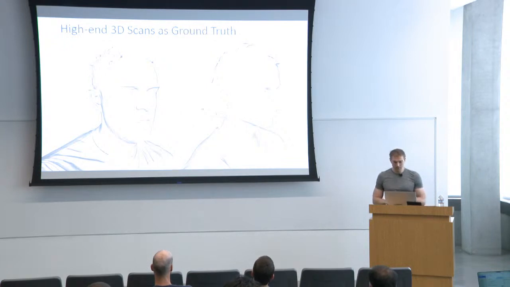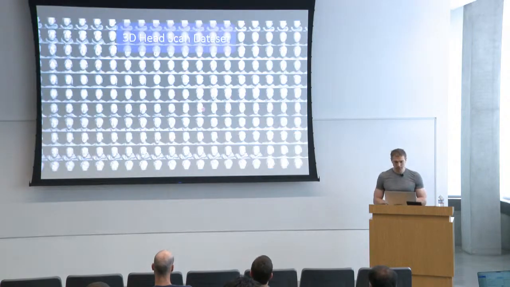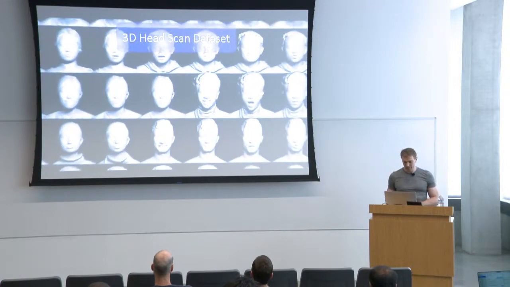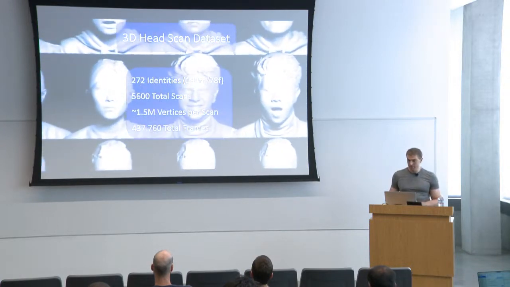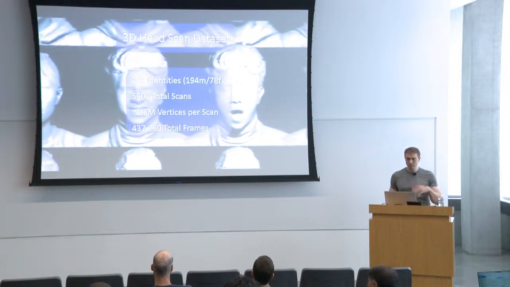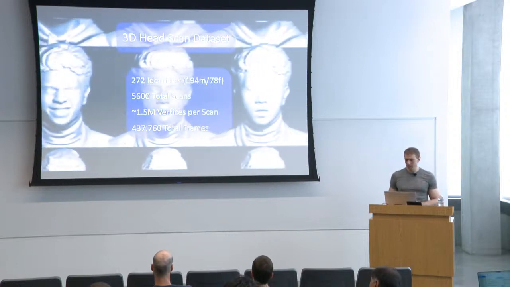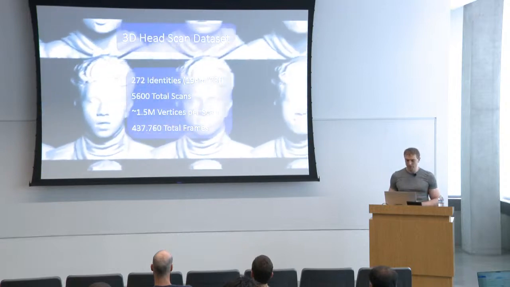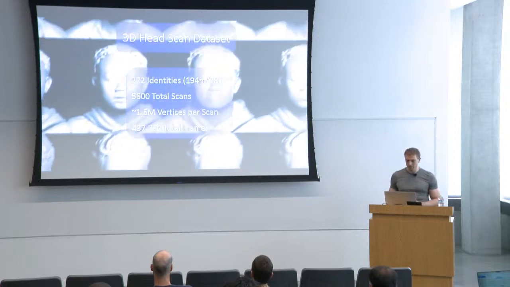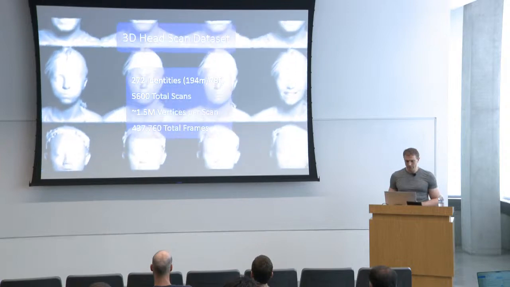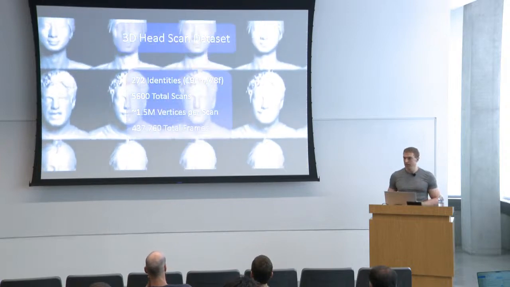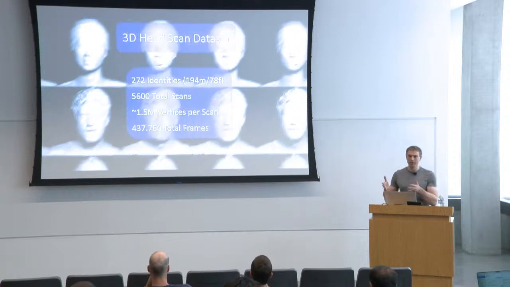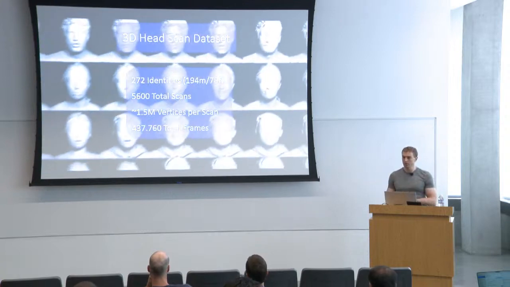And in total, what we did is we created this 3D head scan data set. In total, we have about 5,600 scans. We have 270 different identities, and each scan has about 1.5 million vertices, about 500,000 total frames here. And we actually released that data set now. This week was the week when we put it online, and we hope that people can now go ahead and also train their own models around it.